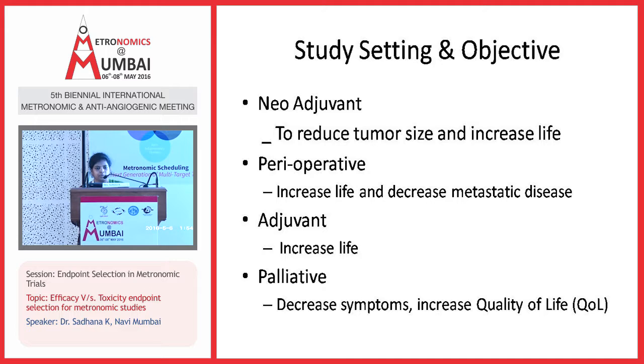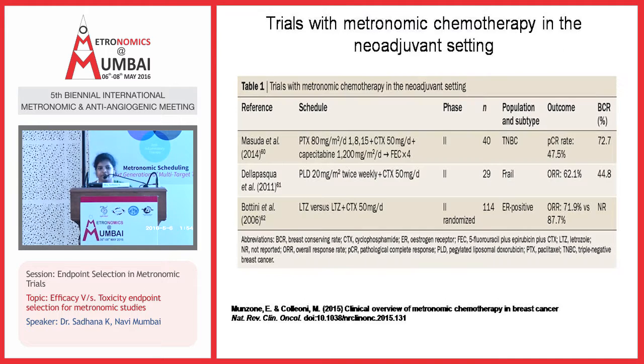I will just show you a couple of slides on the neoadjuvant and adjuvant settings, where the endpoints are looked at in different ways. So this is from the literature, where metronomic chemotherapy in the neoadjuvant setting has been reported. There are three studies, if you see here. Most of them are phase 2, and they are from breast cancers, and the outcomes considered were the pathological complete response, PCR, and ORR, that is objective response rate, and the breast conservation rate.